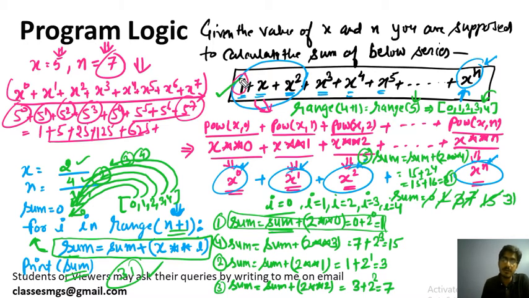Okay, now you will understand why I have written this as x raised to power 0 and why I have written this as x raised to power 1, because it will be easy for me to write in loop, because x raised to power 0, x raised to power 1 is same as these two terms. Okay, that's why it is easy for you.